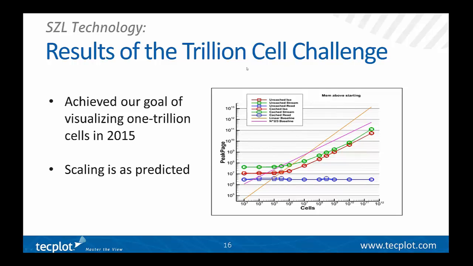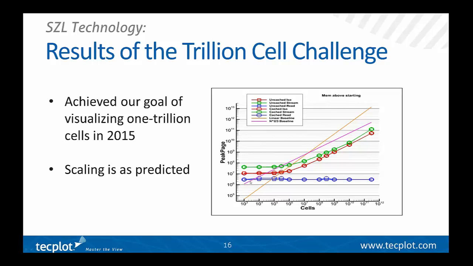So we had an internal challenge to actually do 1 trillion cells. Steady, they were talking unsteady, but we wanted to see what the issues were and actually achieve that. And this chart shows the scaling of the memory usage over time in that particular case. The lines with the symbols are various options for memory usage: cached, not cached, and streamlines or isosurface.